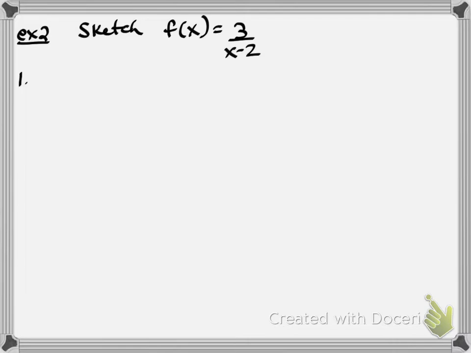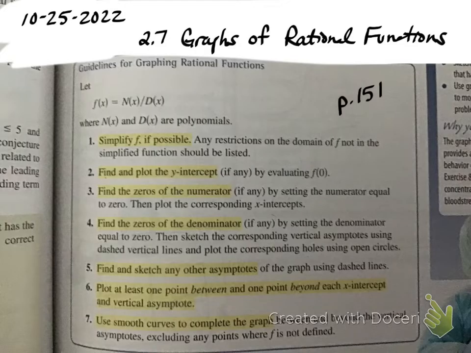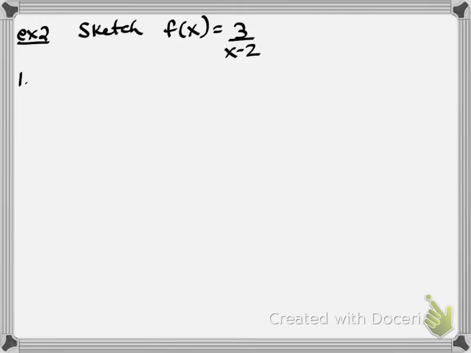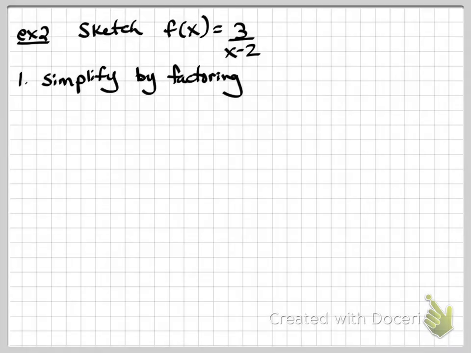So if you flip back to the directions, step 1 says simplify f if possible. Any restrictions on the domain of f not in the simplified function should be listed. I'm not going to talk that much about domain. So all we're going to do is simplify by factoring. And it said if possible. So this original equation that we have here doesn't factor. So it's done. We cannot simplify it. I'm going to go ahead and build my graph.